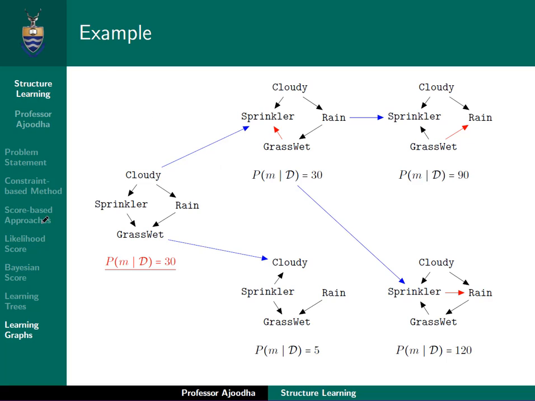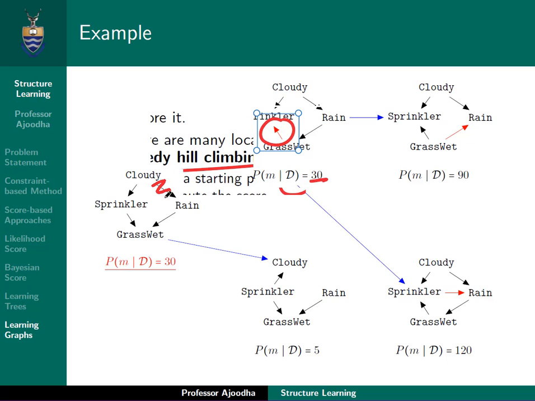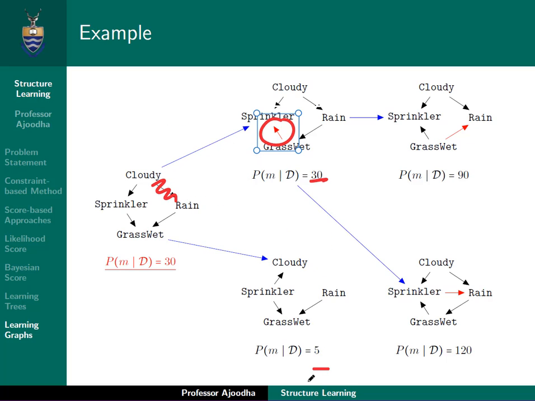Obviously you have to list all of them, right? You can't only list 2, you have to list everything. So suppose that these are 2 of all of the others, and this one here where I reversed an edge, I reversed this edge over here, it gave me a score of 30, and then on this side I removed this edge and it gave me a score of 5.